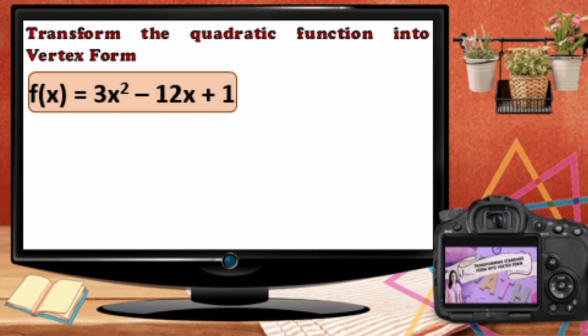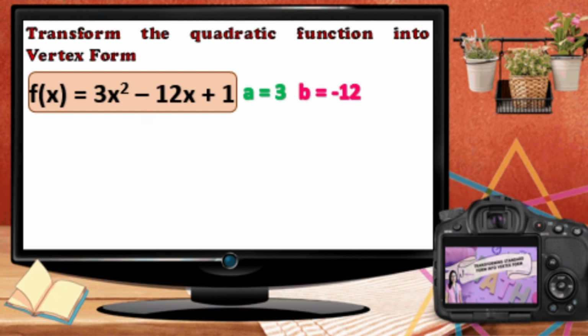Second example, f of x is equal to 3x squared minus 12x plus 1. Identify the value of a, b, and c. The value of a is 3. The value of b is negative 12. And the value of c is 1.